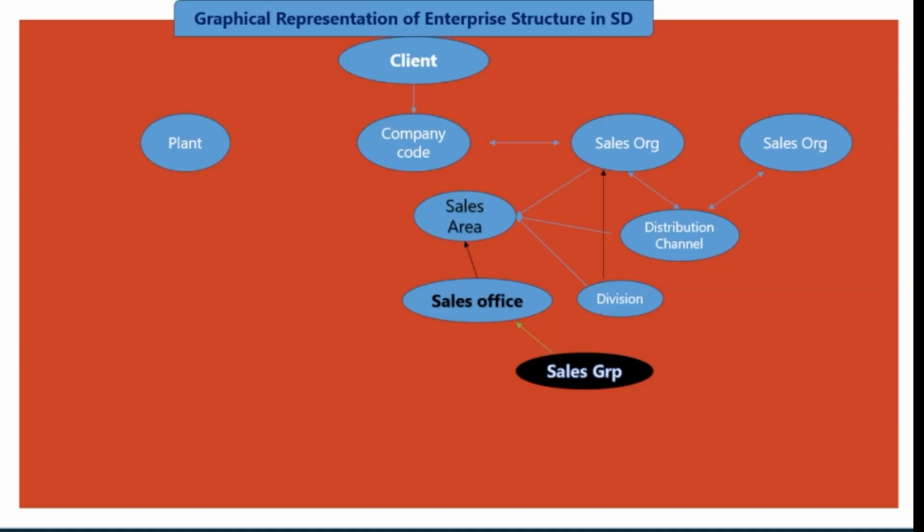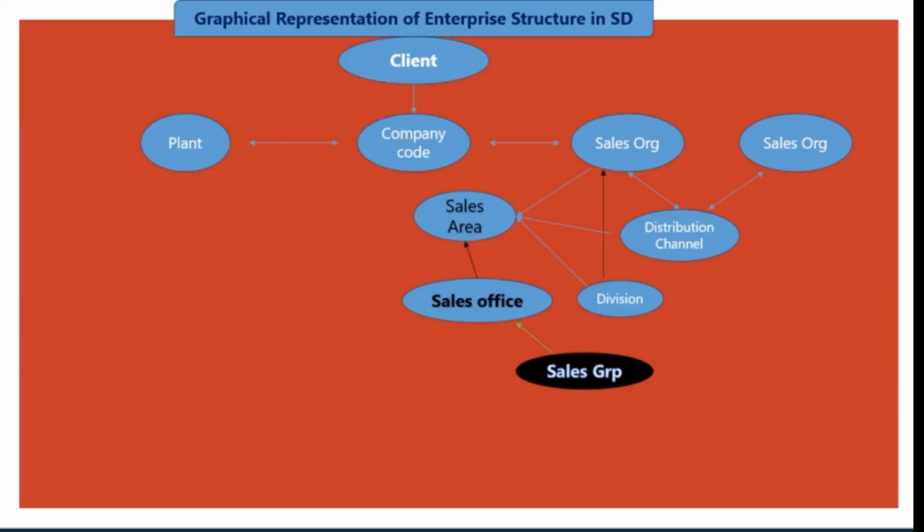So plant is an independent organizational element where we manufacture or keep goods and services, and a company code can have a number of plants. A plant can be assigned to the company code. One plant can be assigned to several company codes through the sales organization and distribution channel. So plant has a relation with the sales organizations as well. One sales organization can do business from a number of plants.